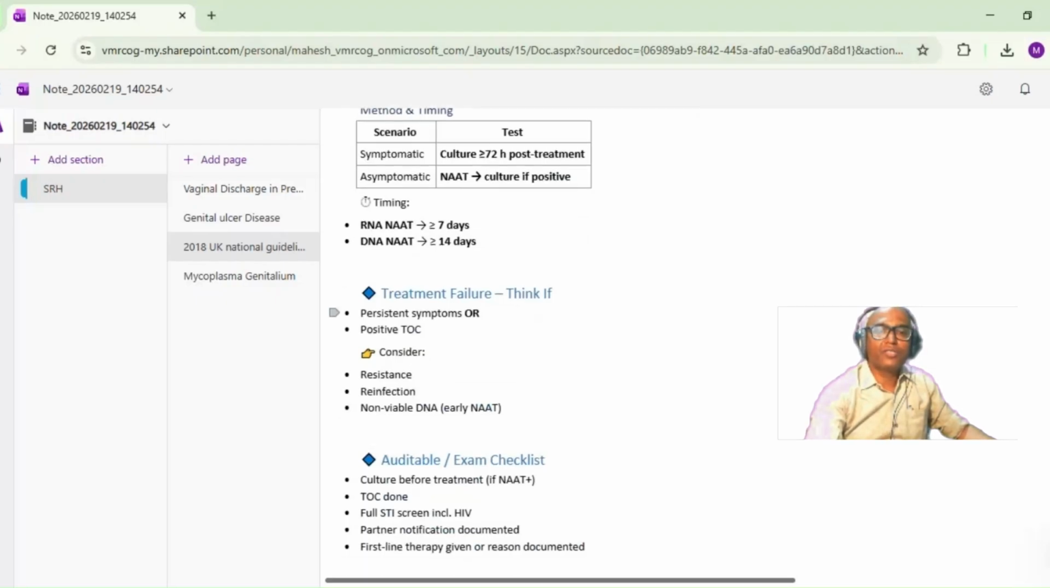Treatment failure: persistent symptoms, positive test of cure. So we will think of treatment failure if the symptoms are persistent or if there is a positive test of cure, that means the treatment has failed. Then we have to think about resistance, reinfection, and non-viable DNA or early NAAT.